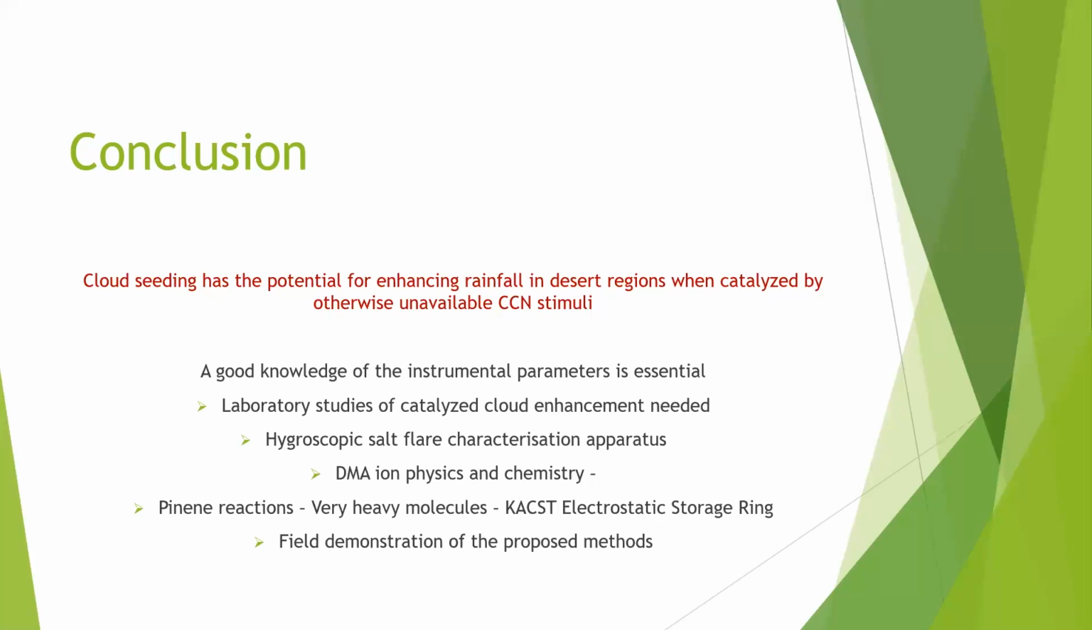So anyway, in conclusion, cloud seeding has the potential for enhancing rainfall in desert regions. Remember, in Saudi Arabia, you don't have forests, so you don't have pinenes. You don't have widespread agriculture, so you don't have the ammonia. And you don't have the very large installations for creating sulfur dioxide. So you really do not have the actors in place for forming cloud condensation nuclei. And so Saudi Arabia would be the ideal place to study the injection of catalysts.